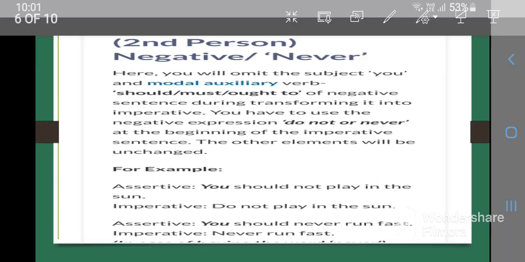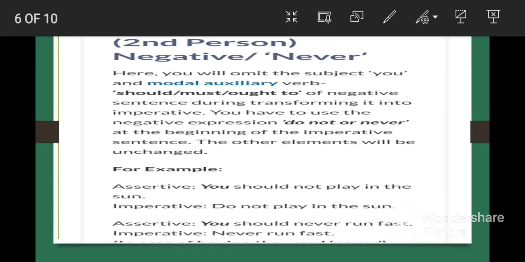Okay, so next is the second rule here. Second person negative, never. Here you will omit the subject you and the modal auxiliary verb should, must, ought to of the negative sentence while transforming it into imperative. You have to use the negative expressions do not or never at the beginning of the imperative sentence. The other elements will be unchanged.